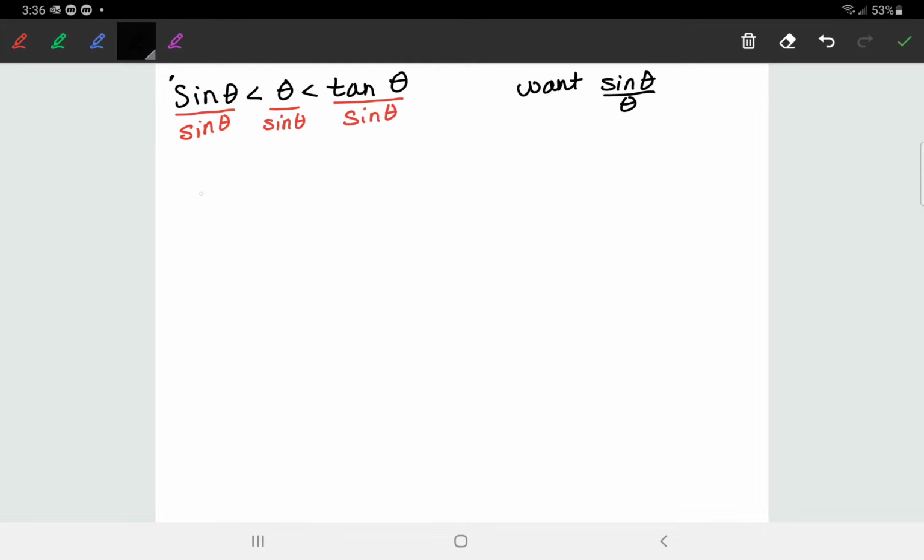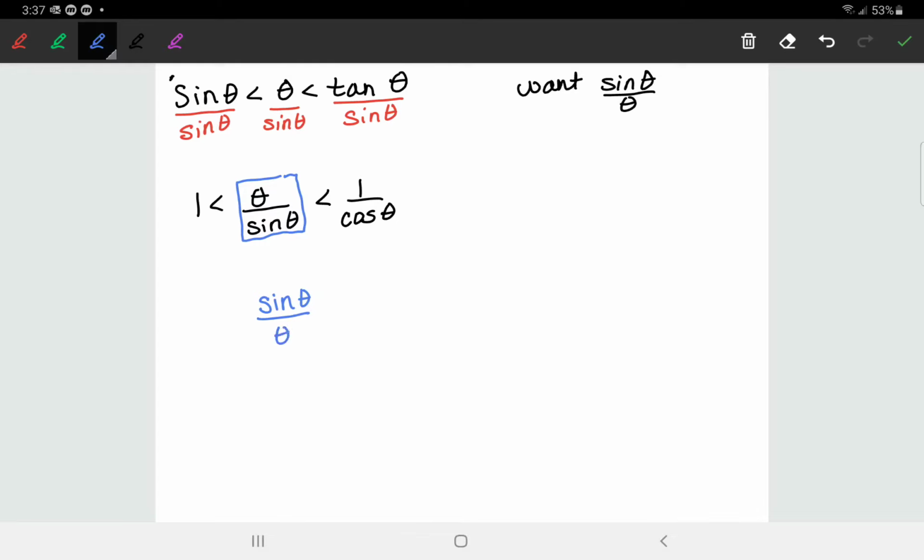Then the inequality reads 1 is less than theta divided by the sine of theta, which is less than the tangent divided by the sine, which is just 1 over the cosine. So this is our new inequality, and this is really close. We have theta divided by the sine of theta. What we want is the sine of theta divided by theta, which is fine. We can just take the reciprocals of everything.